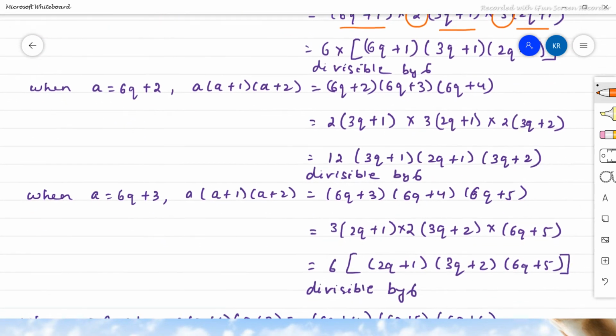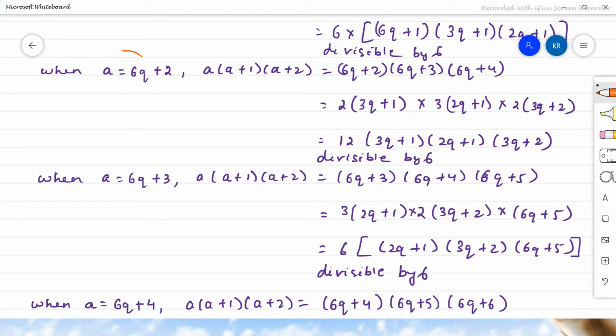Similarly, we do it for the next form, 6q plus 2. The same way, 6q plus 2, 6q plus 3, 6q plus 4 are the consecutive ones. Here we have taken out 2 as common in the first case, 3 as common in the second case, and again 2 as common in the third case. So finally we get 12 outside: 12 into 3q plus 1, 2q plus 1, 3q plus 2. This number is always divisible by 6, hence the product is also divisible by 6 because it is a multiple of 6.